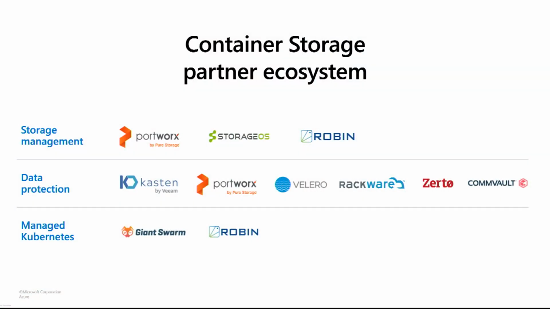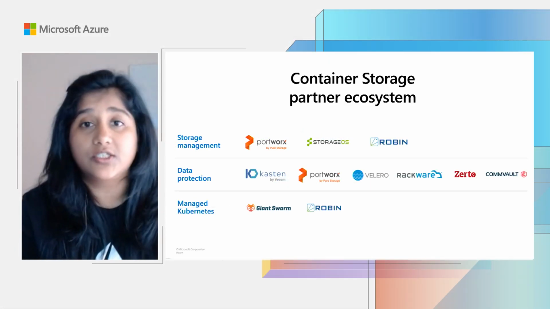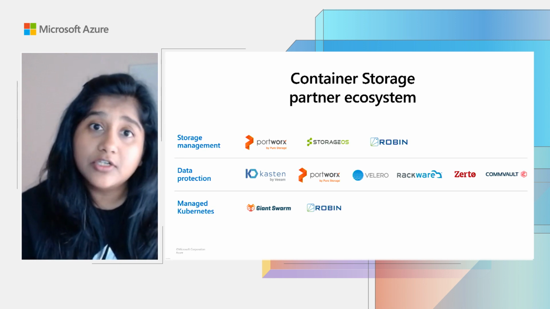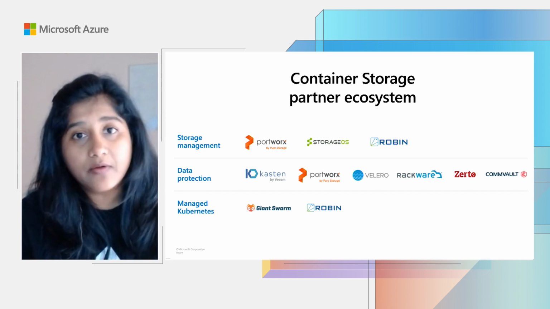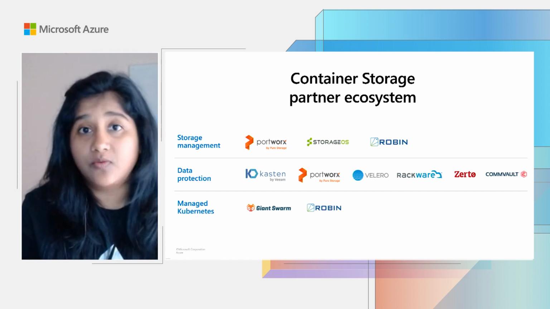Now that we've seen how Azure Storage can be used in Kubernetes in action, let's learn about the partner ecosystem. We work with a number of different partners on Azure that integrate with Kubernetes as well as Azure Storage. These include storage management partners like Portworx and StorageOS, data protection partners including Kasten, Valero, and Rackware, as well as managed Kubernetes providers like GiantSwarm and Robin. Now let's learn about web and mobile applications.